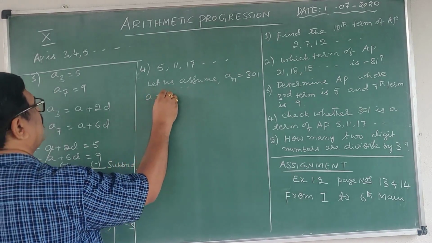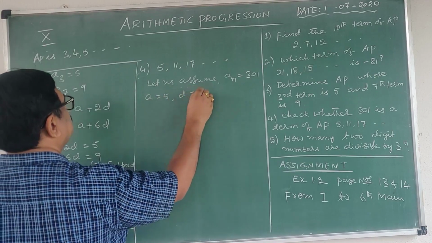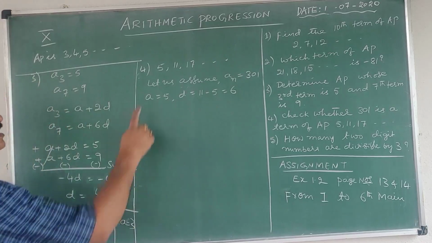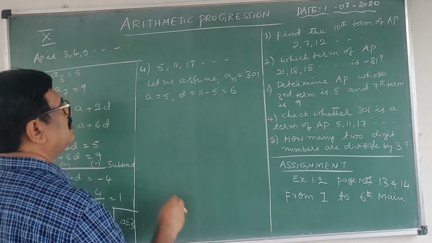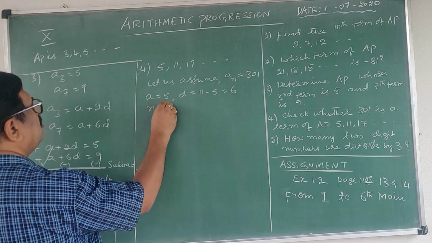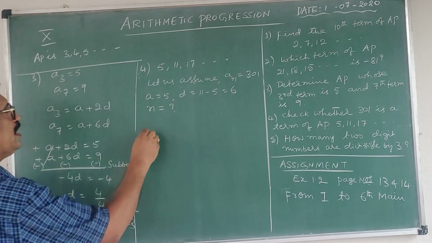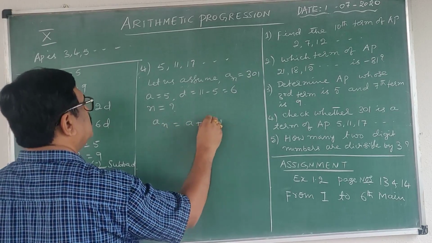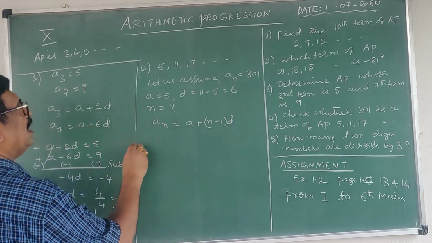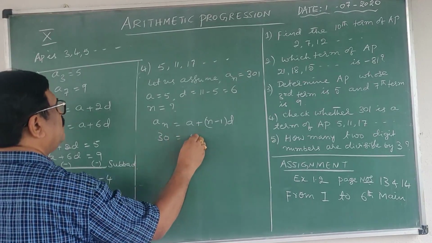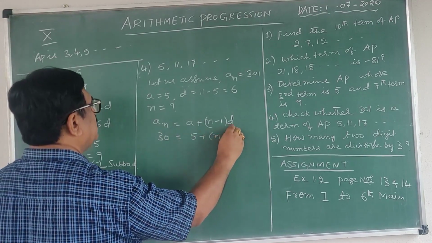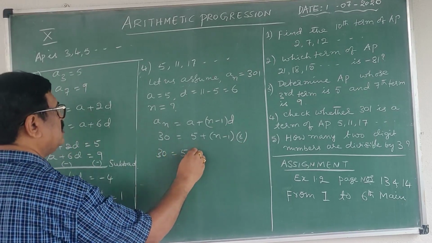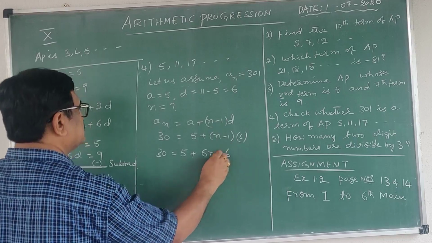So A is equal to 5. Common difference D is equal to 11 minus 5, so that is 6. A2 minus A1, 6. So AN is 301. N you are expected to find. I use the formula AN is equal to A plus N minus 1 into D. Now AN is 301, is equal to 5 plus N minus 1 into 6. So 301 is equal to 5 plus 6N minus 6.